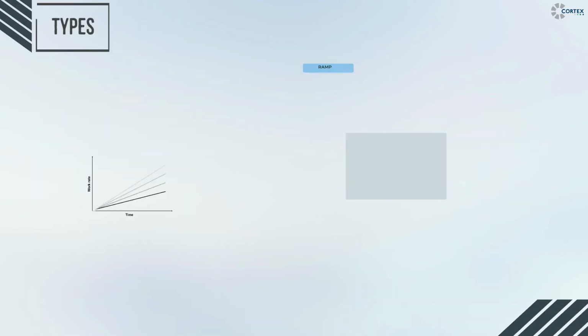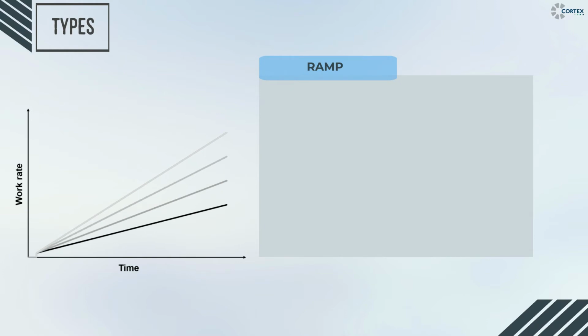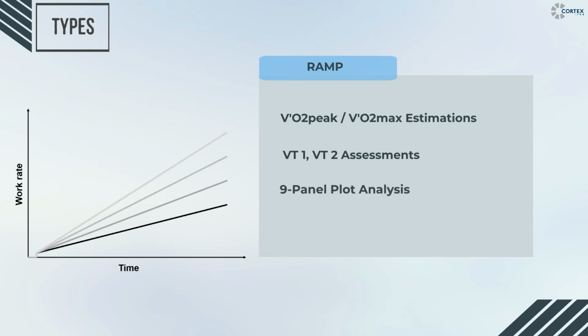One of the most common protocols is a RAM test, a slow, gradual and continuous increase of power output until exhaustion. It is often used to acquire VO2 peak values and threshold estimation, which then would assist in defining training zones for the subject or an athlete. When using a RAM test, it allows for an easy identification and analysis of thresholds while using the 9-panel plot. This method is also a common application in medical settings.